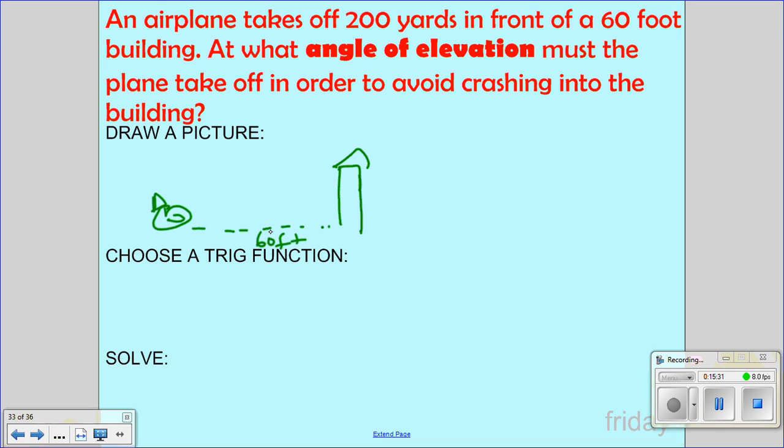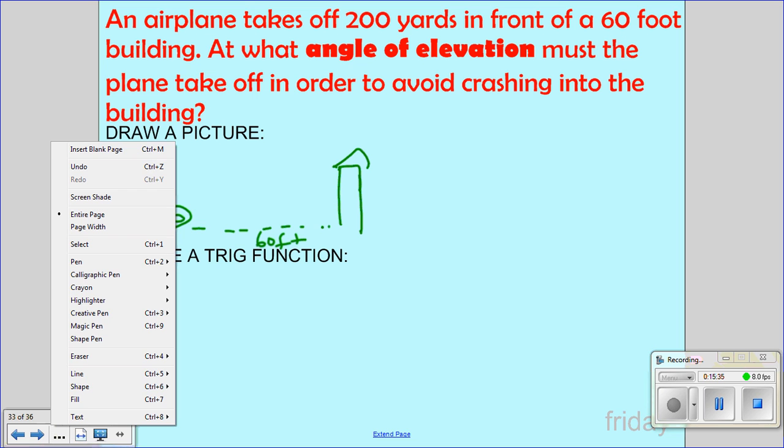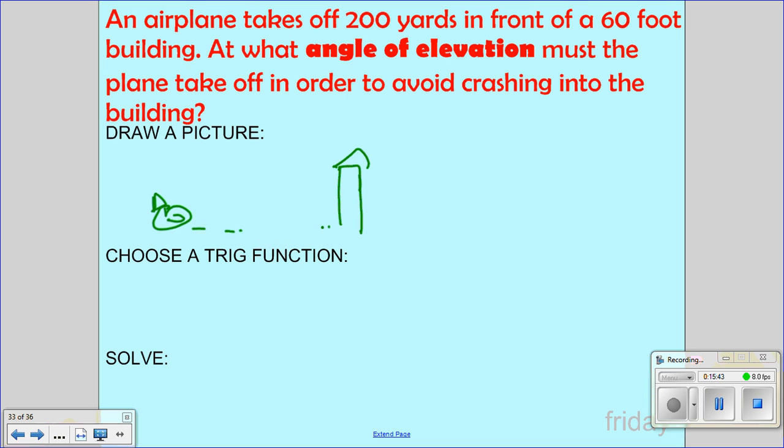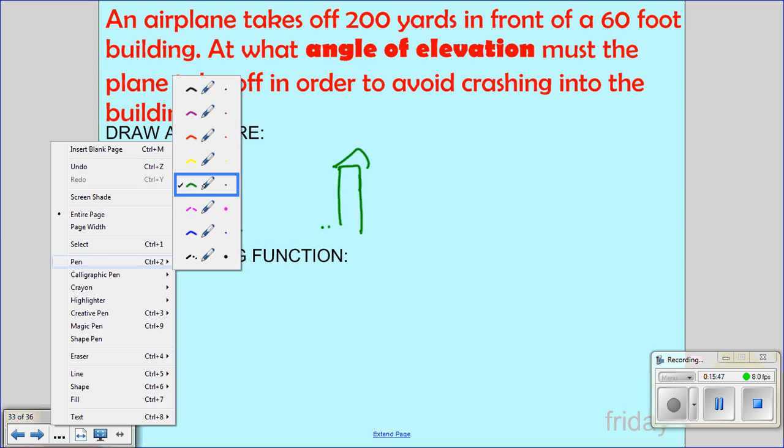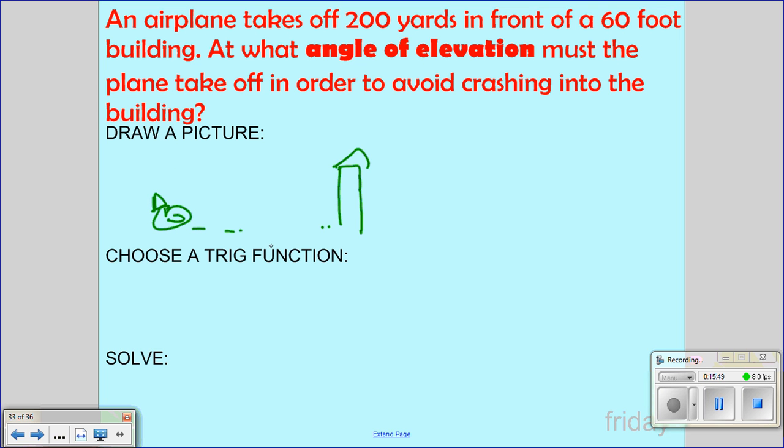I'm sorry, rewind. Where is the eraser? All right. So the airplane is 200 yards from the building, and the building is 60 feet.